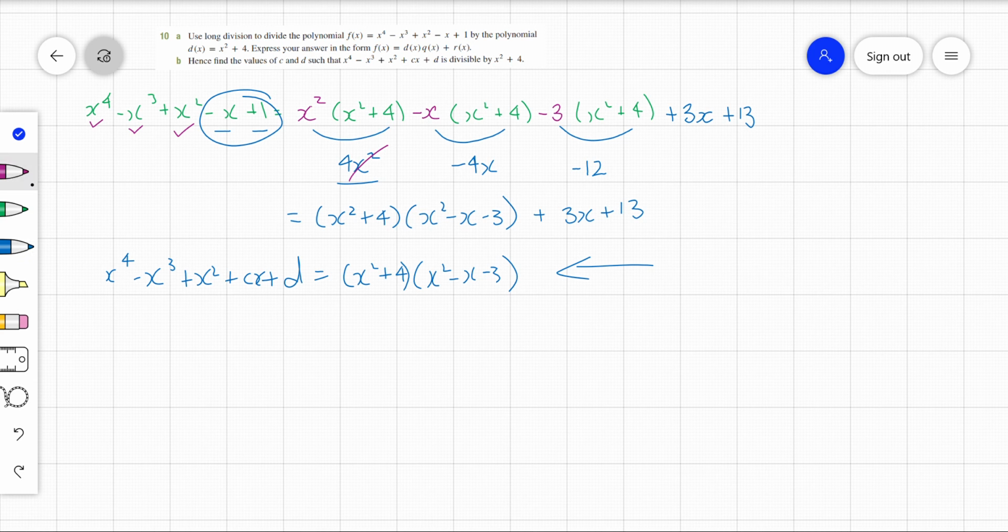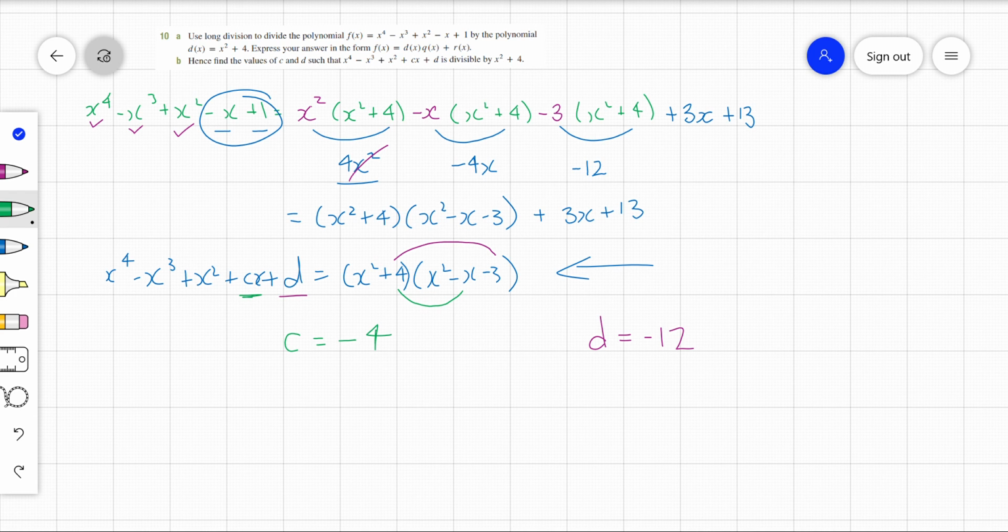So now I'll just look at the coefficients and the constants. The constant's kind of easy to look at. So we know the constant on this side comes from positive 4 times negative 3, which is negative 12. So we can see that D has to be negative 12. And then if I look at the coefficients of x, so that's of course C, on this side. Coefficient of x, where will I get that? I will only get that from here, and that'll be negative 4x. So that's the only place I'm going to get a coefficient of x.